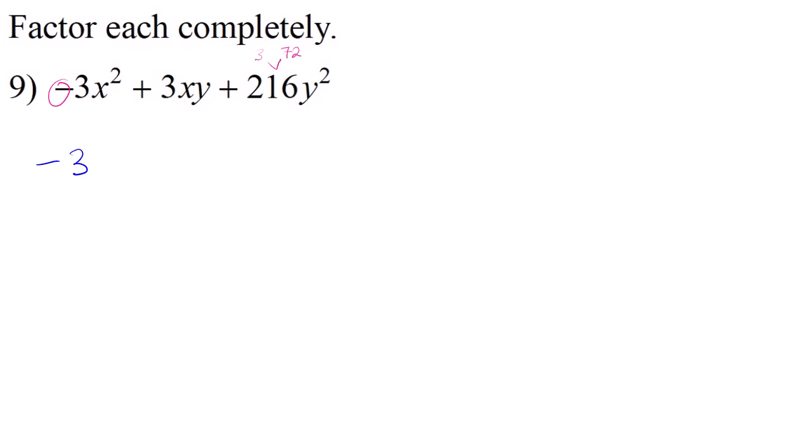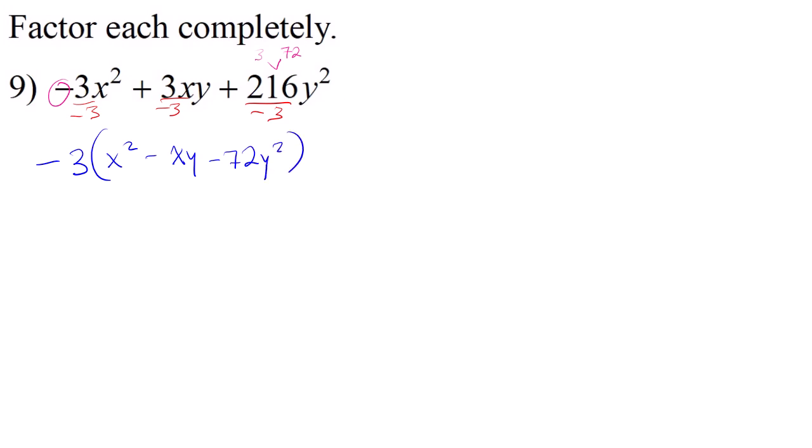And then they don't have a variable in common, so I'm just going to open up parentheses. And then I'm going to divide each of these by 3, or by negative 3, I should say. So negative 3 divided by negative 3 is positive 1, so it'll be positive 1x squared. The 1 I'll leave invisible. 3 divided by negative 3 is negative 1xy. Leave that 1 invisible. And then 216 divided by negative 3 is negative 72y squared.